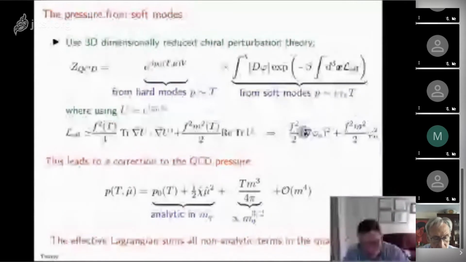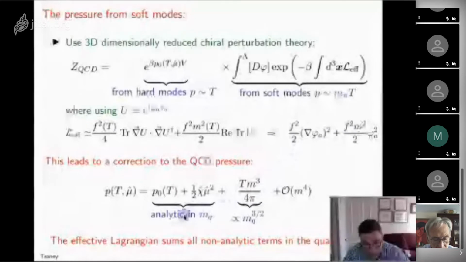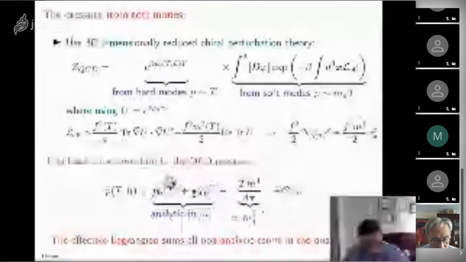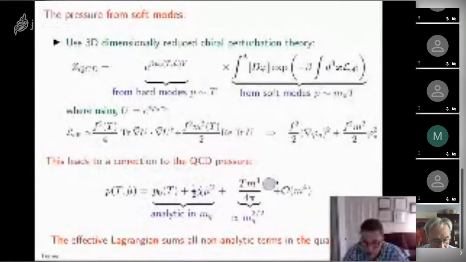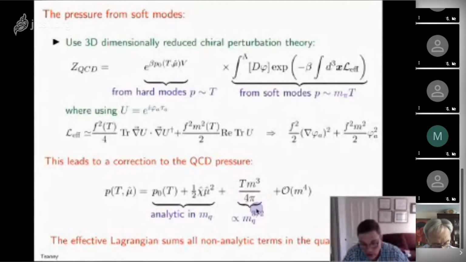Okay, you can use that Lagrangian and then you can calculate the pressure due to the soft pions, and you'll get a piece which is coming from the hard modes, and then from this effective Lagrangian, you'll get a piece which goes like T times m pi cubed. Okay, so it goes like m quark to the 3/2. So somehow the effective Lagrangian sums all these non-analytic terms in the quark mass into the pressure, and somehow the real-time analog of that is what we're going to be trying.